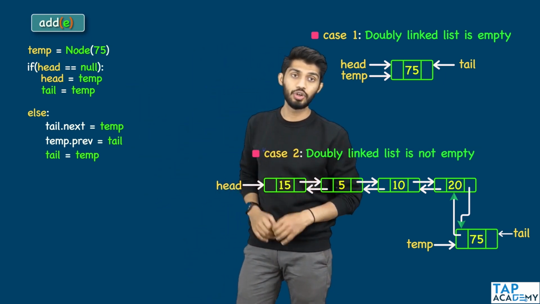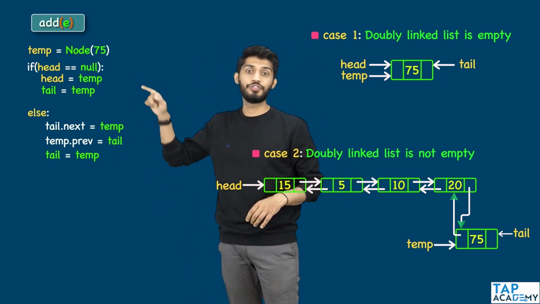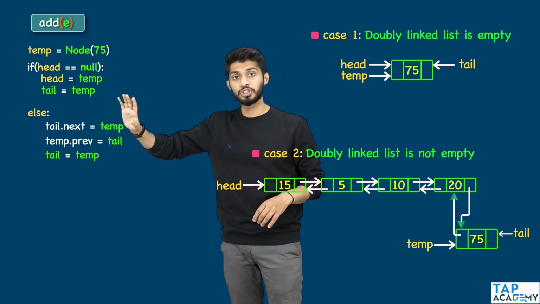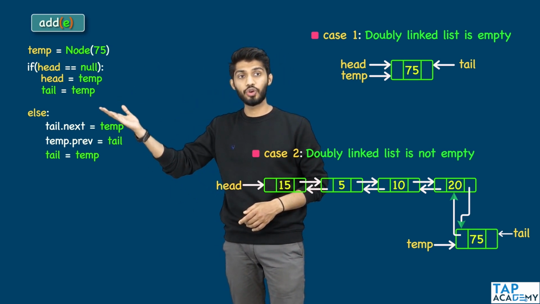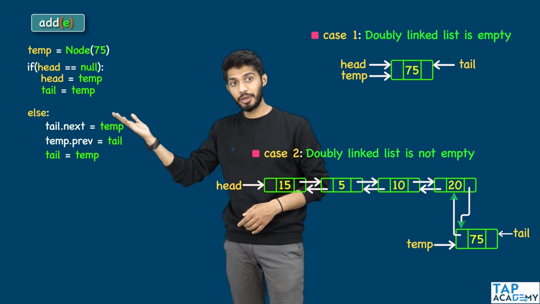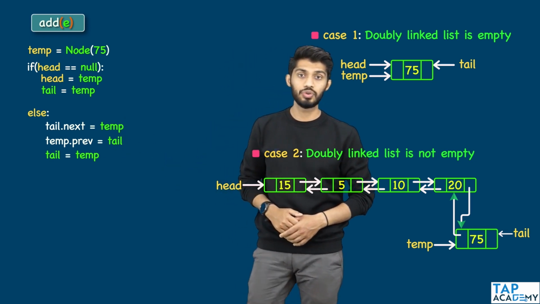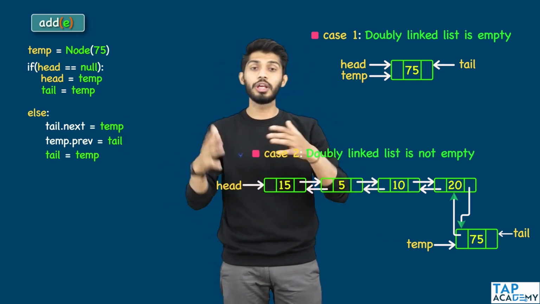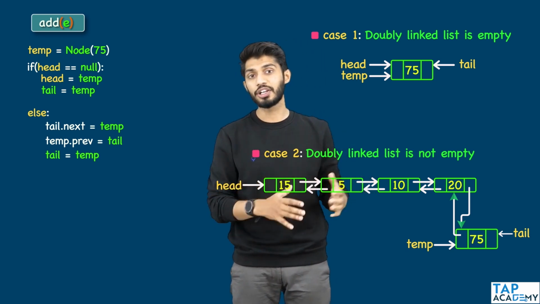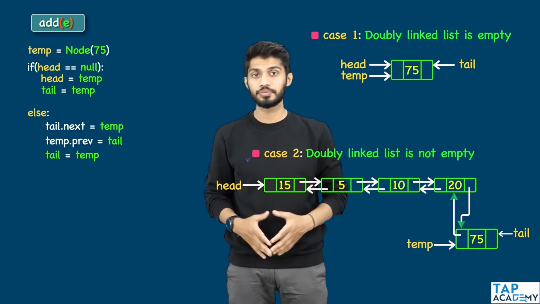So all I have to do is just write an if else condition. If head is null, it means there is no element in the doubly linked list, and I have told what has to be done. And when there is an element, these are the 3 steps. This is all about the coding part of it. Now let's go and write the code and check whether it works or not.